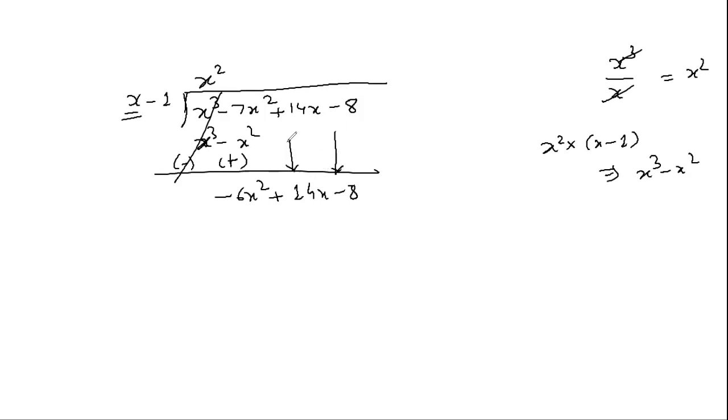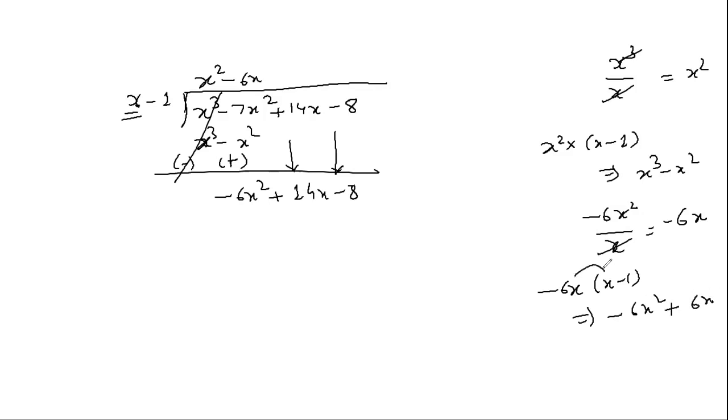Okay, now next thing will be you have to write minus 6x squared and then just divide by x. You'll get minus 6x, right? Just write this minus 6x in the quotient and multiply this minus 6x with x minus 1. Okay, after this, what will we get? Minus 6x squared plus 6x, right? So this will get multiplied inside the bracket.